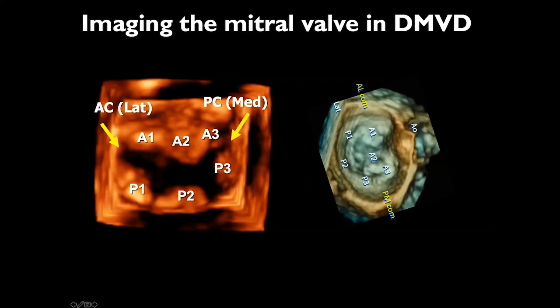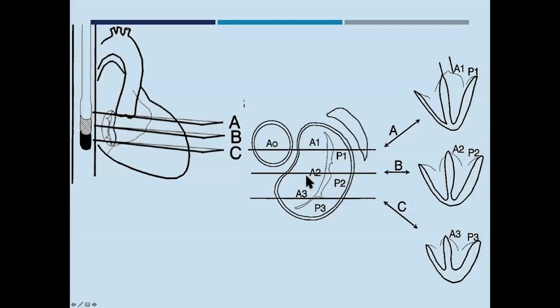Perhaps easier to understand this with this image here. You can see the TEE probe traveling down the esophagus, and this is the first point at which it hits the mitral valve, point A, where you're crossing A1, P1. Notice this is like a mid-esophageal four-chamber view with the aortic valve in view. And then as we move further down the esophagus at position B, you're cutting through A2, P2. Notice there's no aortic valve here.